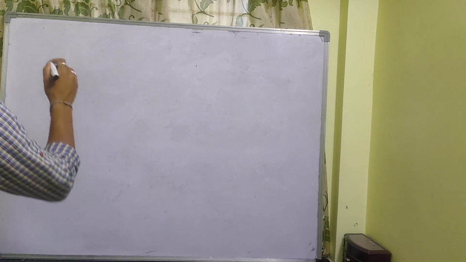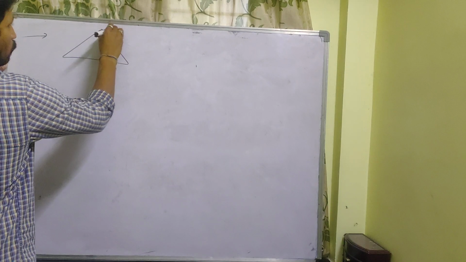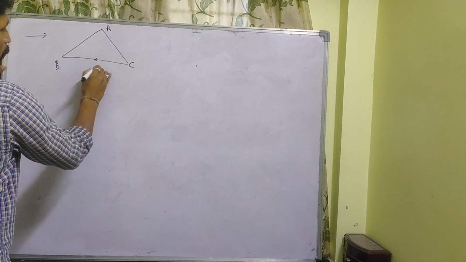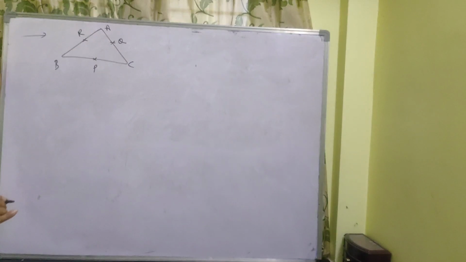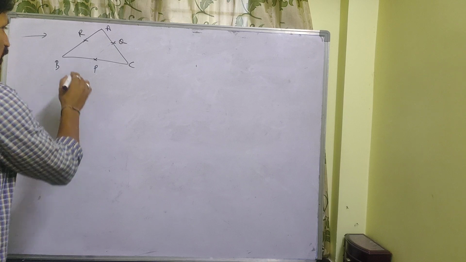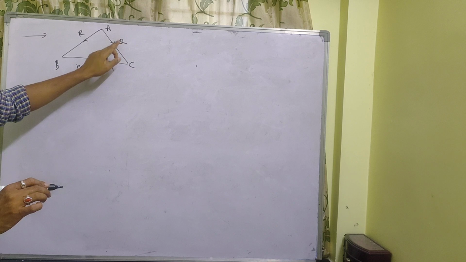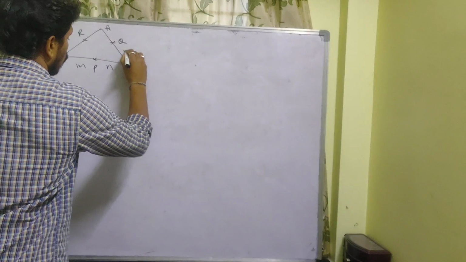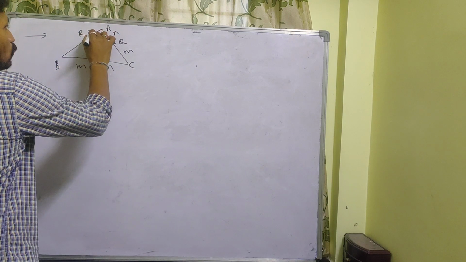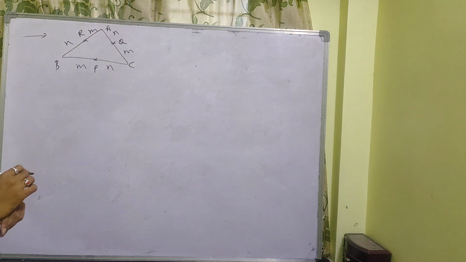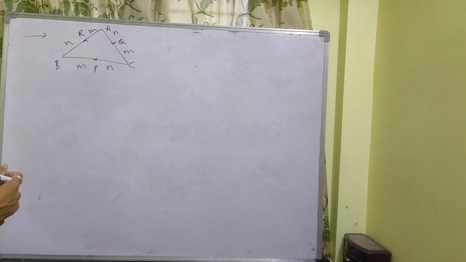Next one is, if you take any triangle ABC, and this is the point P, this is the point Q, this is the point R. If the point P divides BC in the ratio m:1, and Q divides CA in the ratio m:1, and R divides AB in the ratio m:1. Okay, so these 3 points divide the 3 sides in the same ratio.